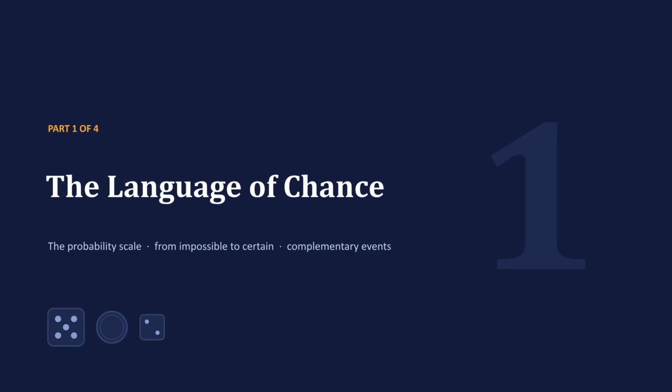Part 1 is all about the language of chance. Before we dive into calculations, we must master the probability scale, learn our standard notation, and understand the power of complementary events. These are the tools you will need for every section that follows.